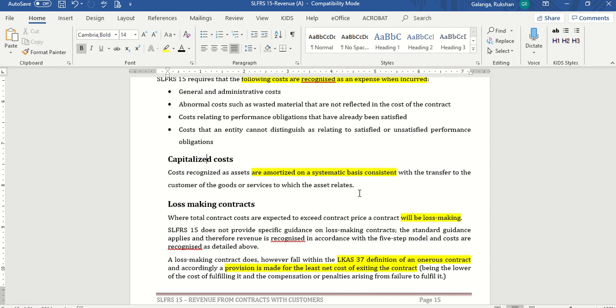Then you can recognize that particular labor cost to your cost of sales account.